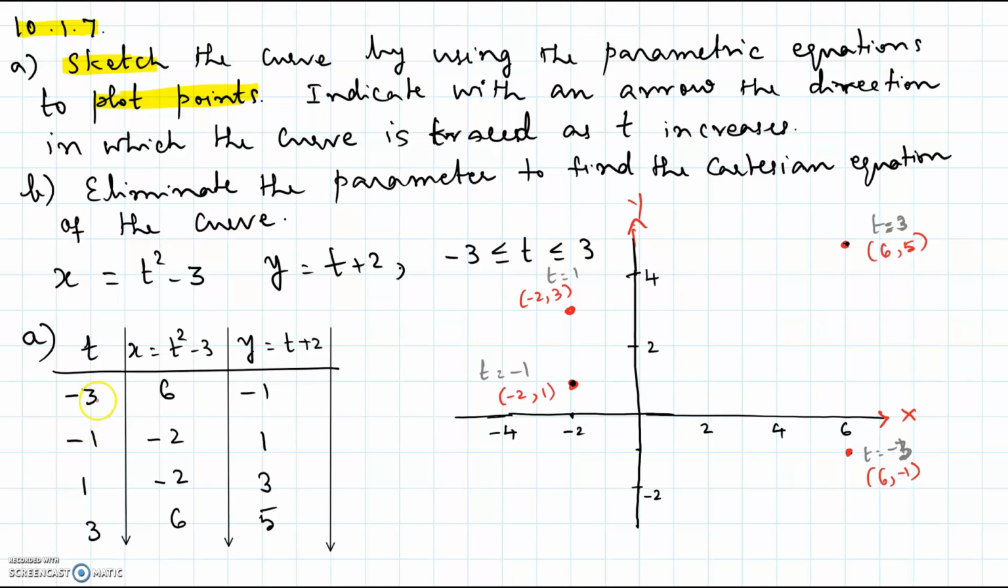But here we also take into account the value of t. So t equal to negative 3 corresponds to the point (6, negative 1). t equal to negative 1 corresponds to the point (negative 2, 1). t equal to 1 corresponds to the point (negative 2, 3). And t equal to 3 corresponds to the point (6, 5). Now we are going to connect them by a smooth curve and also give the orientation of the curve by an arrow.